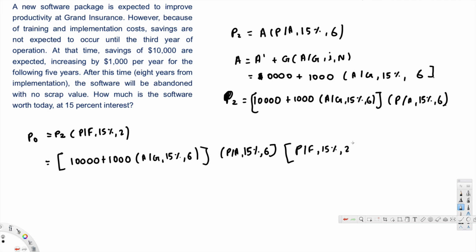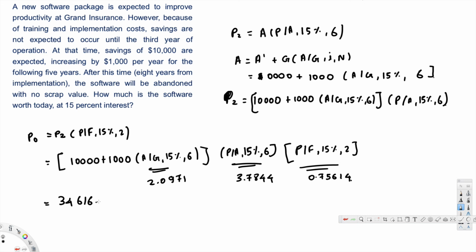15%, 2. And if you look at these values in the table, this one is 2.0971, and this one is 3.7844, and this value is 0.75614. And if you calculate this value, that's going to give you 34,616.29, and that's P0.